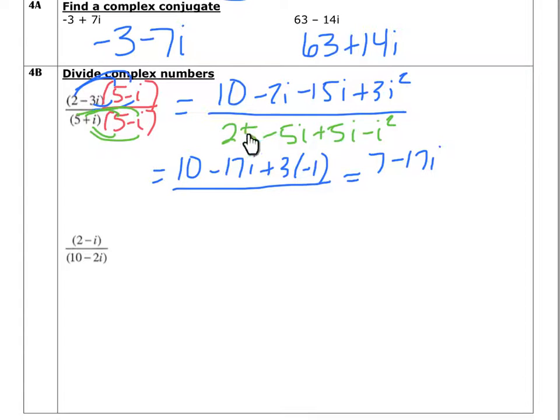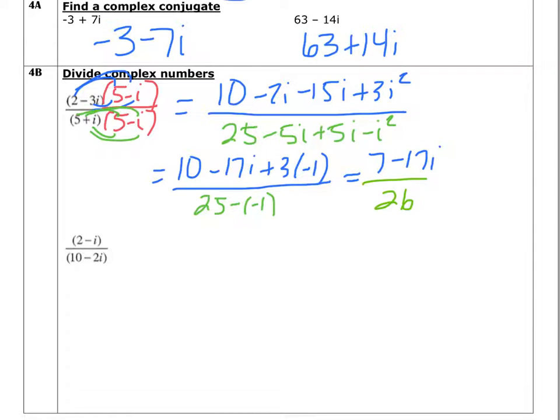Now on the bottom, let's go back here. Negative 5i plus 5i is 0. This becomes 25 minus, change i squared to negative 1, so 25 minus a negative 1. This really is 25, and these become plus. So the answer on the bottom is 26.